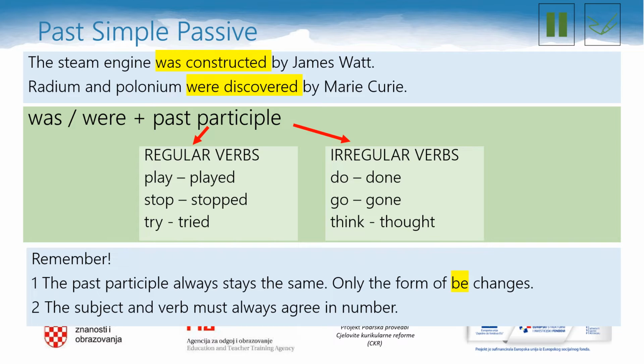To make the past simple passive voice, you need to use was or were plus past participle. Remember, for regular verbs, you add ed to the infinitive. For example, play, played, stop, stopped, try, tried. So do remember to be careful with the spelling. And for irregular verbs, we need to learn them, and there is the list of irregular verbs. Remember, the past participle always stays the same. Only the form of the verb be changes. The subject and the verb must always agree in number.